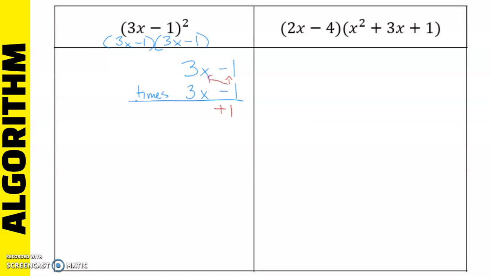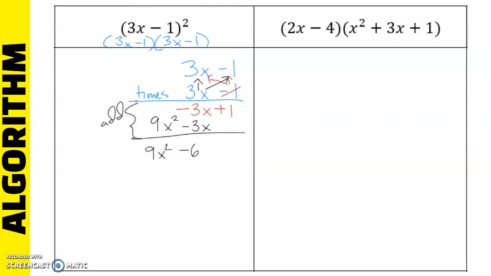Negative 1 times 3x is negative 3x. Done with negative 1. 3x times negative 1 is negative 3x. Put it with the like terms. 3x times 3x. 3 times 3 is 9. X times x is x squared. And add them together. 9x squared. Negative 3x and negative 3x, negative 6x. And we got plus 1. There's our product.